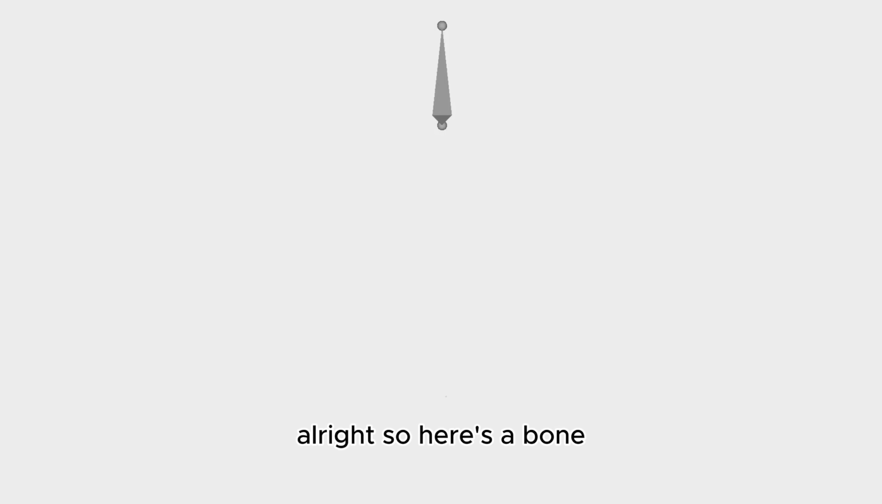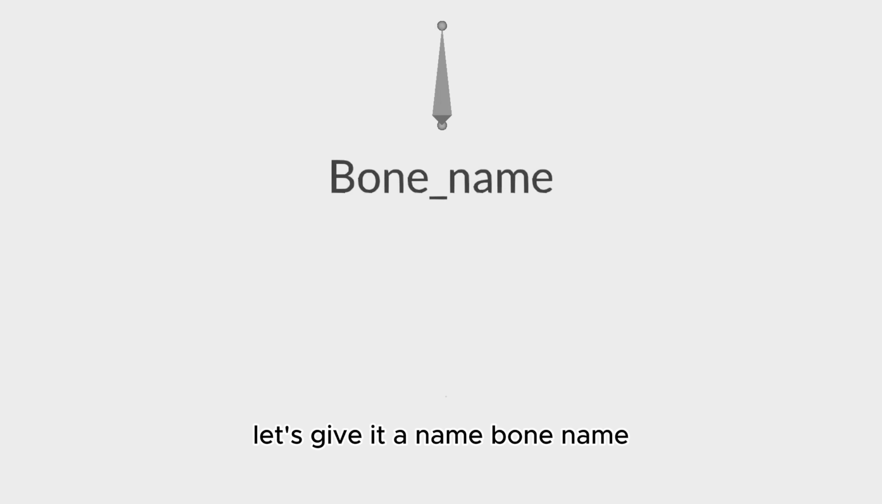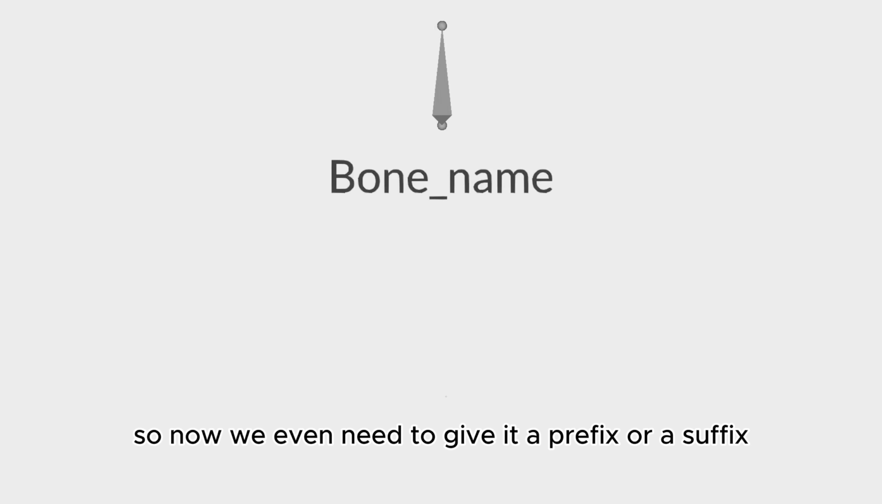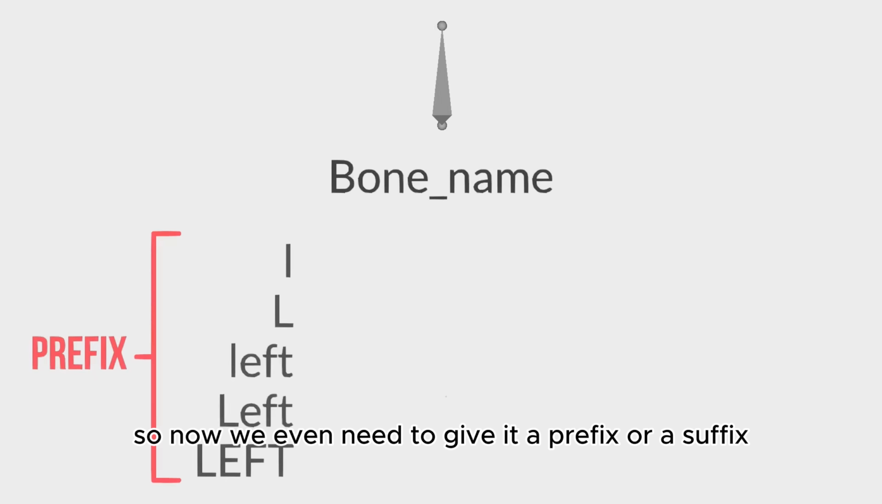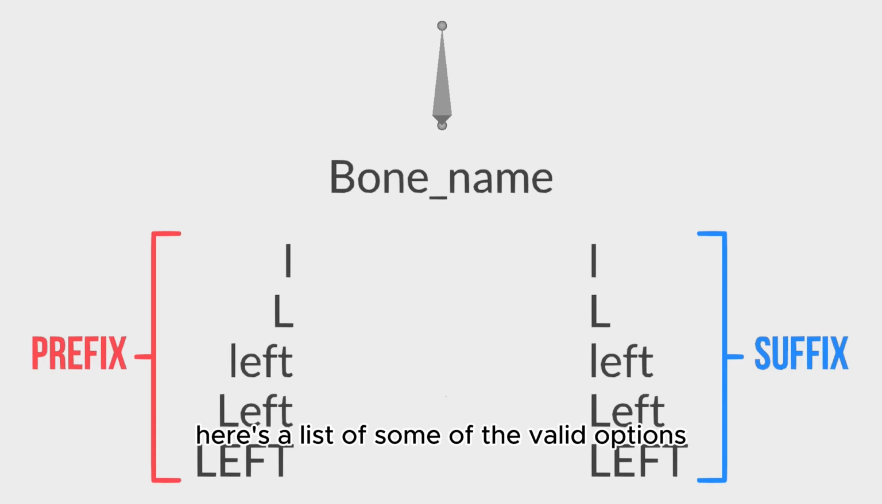All right, so here's a bone. Let's give it a name. Bone name. Very creative, Wayne. Good work. So now we either need to give it a prefix or a suffix. Here's a list of some of the valid options. I'm only showing you the left, but obviously the opposite of that is right.